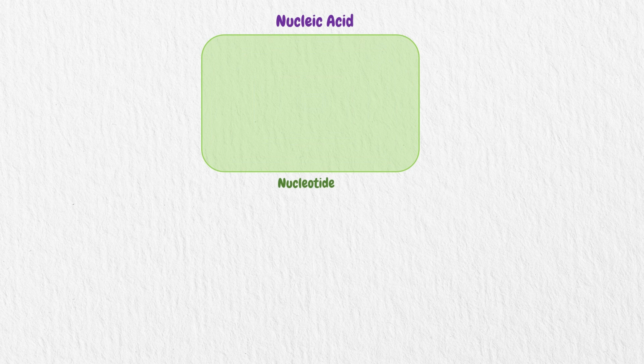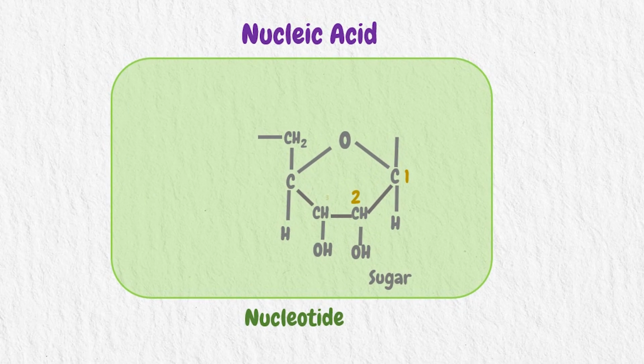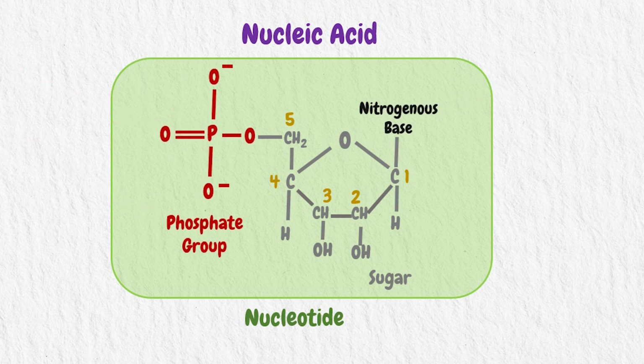Now let's understand the structure of nucleic acids. They are made up of nucleotides. Do you know what is the structure of a nucleotide? Well, it has a pentose sugar, that means a 5 carbon sugar: 1, 2, 3, 4, and 5, a phosphate group, and a nitrogenous base.